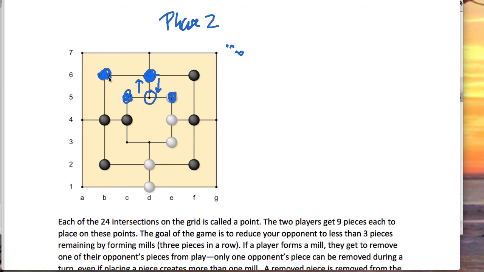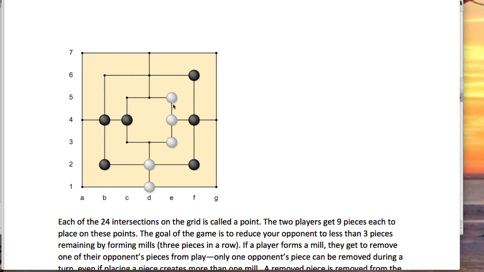suppose I'm in a situation where I add a piece and that creates 2 mills. Do I get to remove two pieces from the opponent? And the answer is no. We can only remove one. So every time I create a mill, if I happen to create more than one, it doesn't matter. Then I remove one of the opponent's pieces. And that's kind of how the game is played.